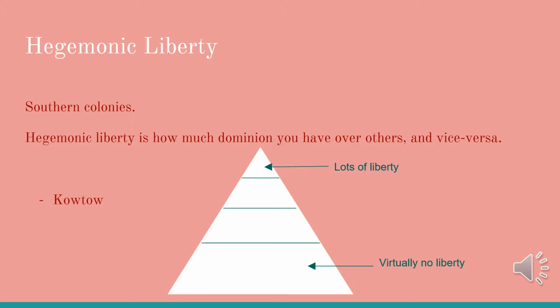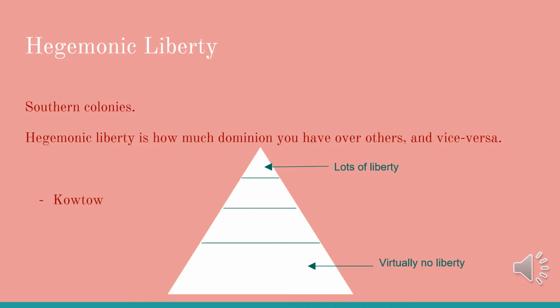Hegemonic liberty in the South. The Southern colonies were Maryland, Virginia, North Carolina, South Carolina, and Georgia. Hegemonic liberty meant how much dominion you have over others and how little dominion others have over you. Virginia's ideas of this liberty conceived of freedom mainly as power to rule and not be overruled by others.